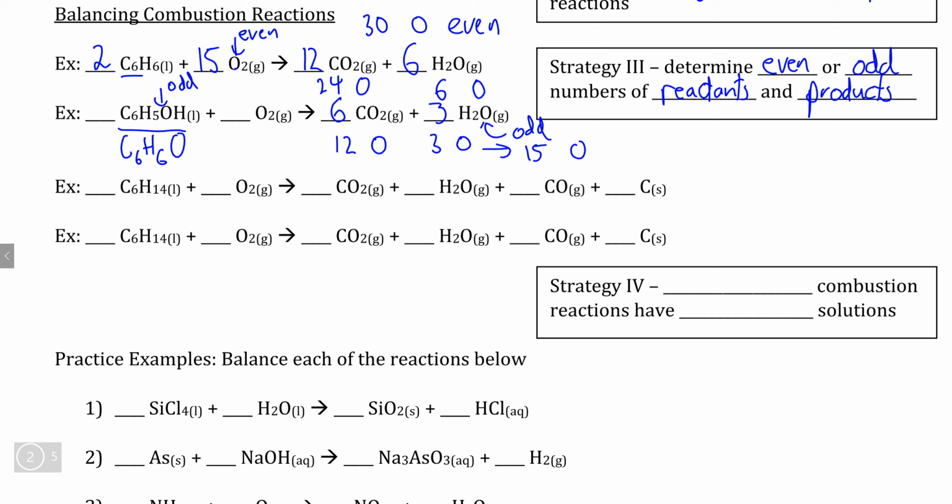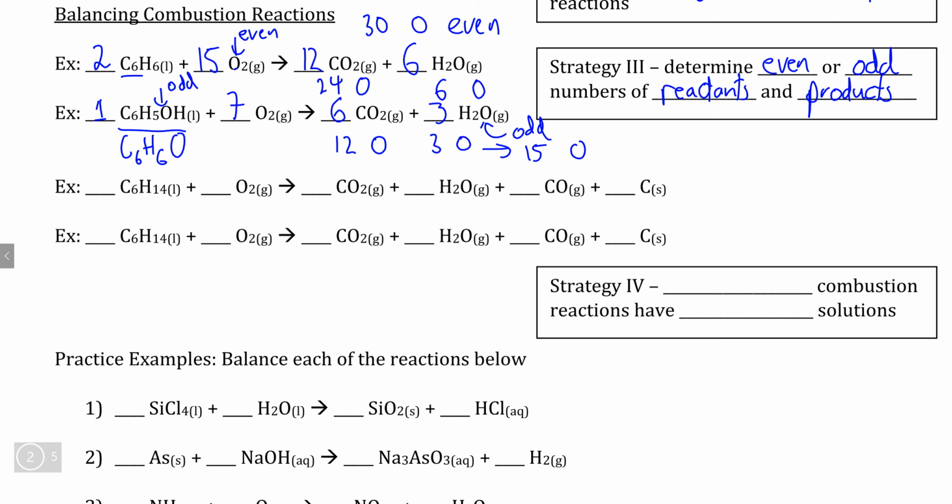Now we have 1 oxygen over here, which means that we would need 14 oxygens from oxygen gas in order to balance this completely. So 14 divided by 2 is 7, and that allows us to balance oxygen completely. And again, we can see because we have an odd number of oxygens on both sides, this balancing works.